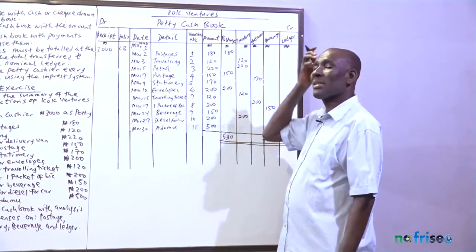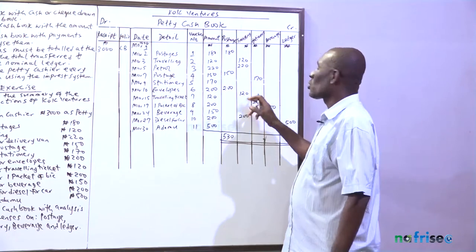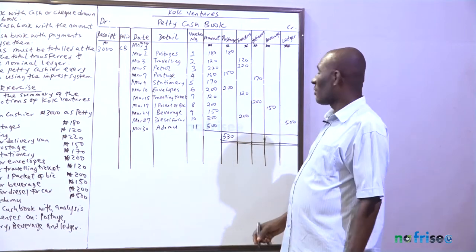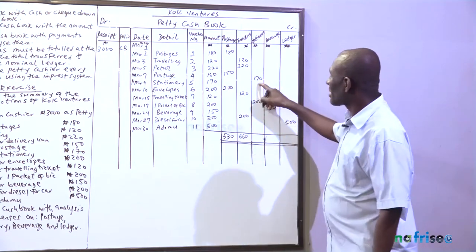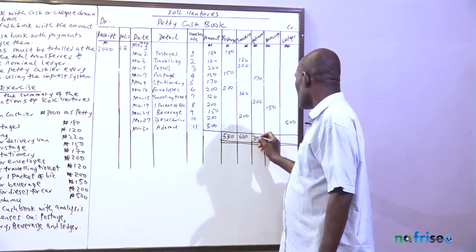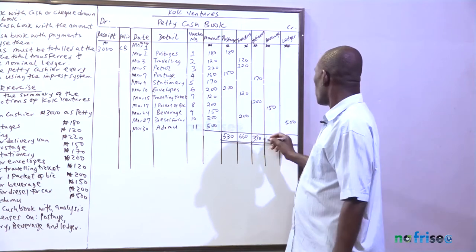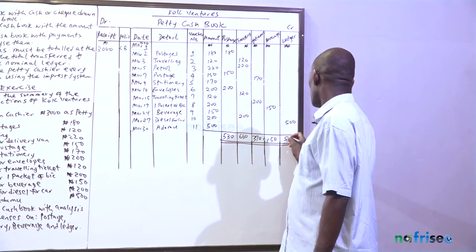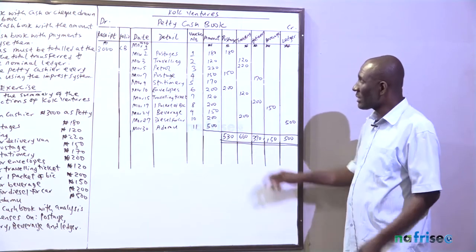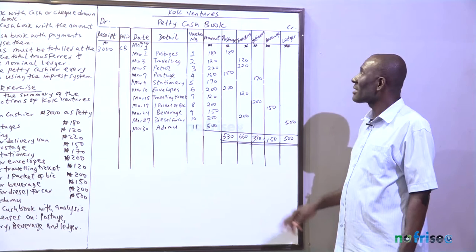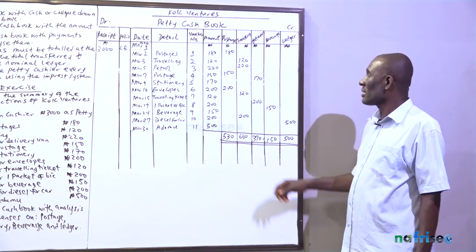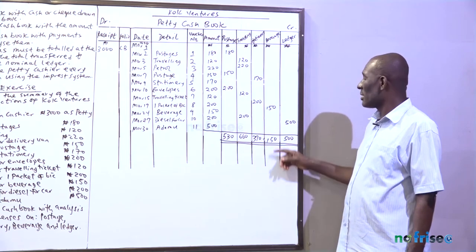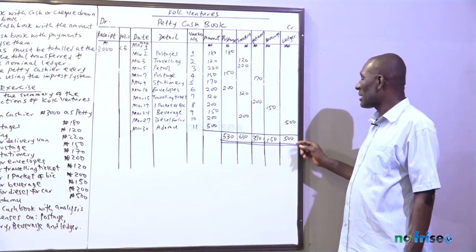120 plus 220 will give us 340. Plus 120 will give us 460. 460 plus 200 will give us 660. This is 170 plus 200, 370. And this is 150. This is 500. So what it means is that total expenses on postage is 530, traveling 660, stationery 370, beverage 150, ledger 500.